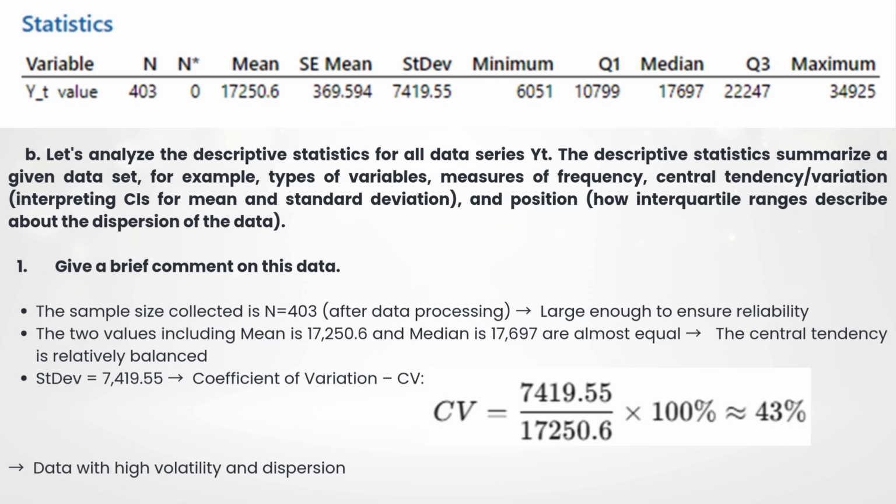The two values, mean and median, are the same at 17. So you can understand that the central tendency is in equilibrium. The standard deviation equals 7,000, so the coefficient of variation here is nearly 43%. So the data has high volatility in dispersion.